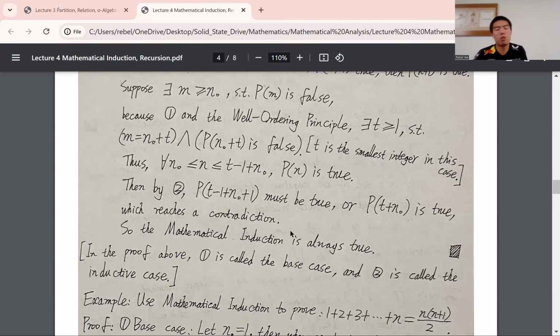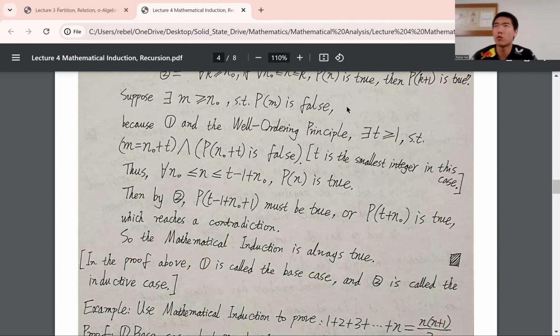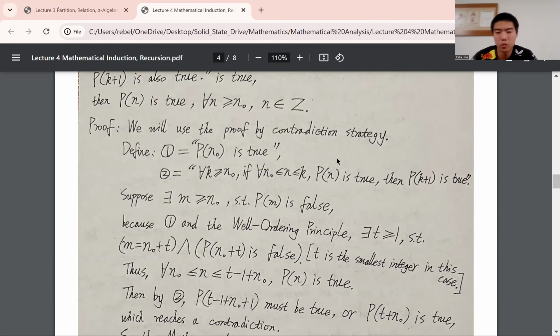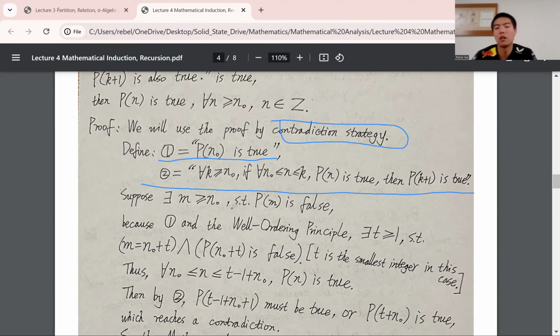So why is it true? We'll use the well-ordering principle again, which says a set of natural numbers will have a smallest element. So first we'll define two statements. One means the n0 step, and 2 means the k plus 1 step. All right. So suppose there exists an m greater or equal to n0 such that Pm is false. Because when we are doing the proof by contradiction strategy, we always assume there's some not working situation. So if it is not the case that all of the n work for property P, there must be some element Pm that doesn't work.